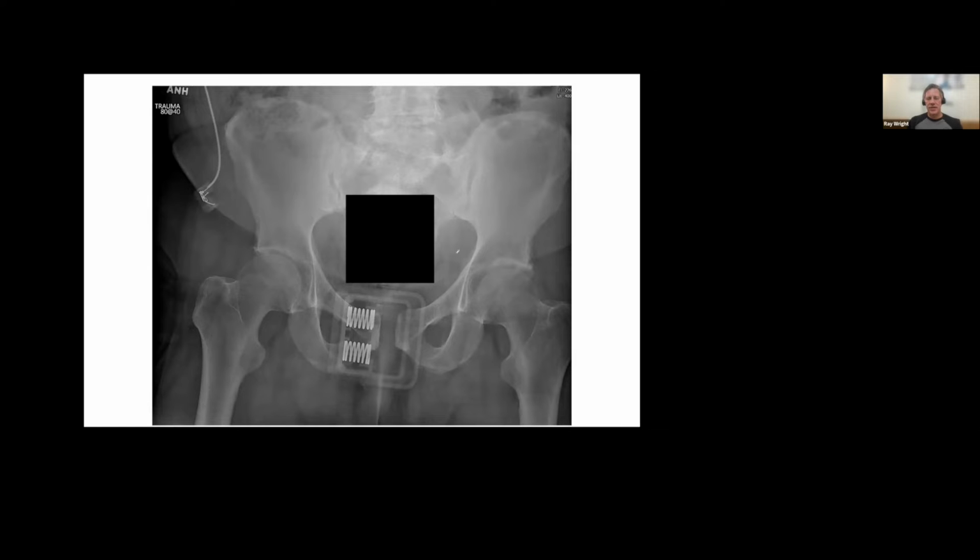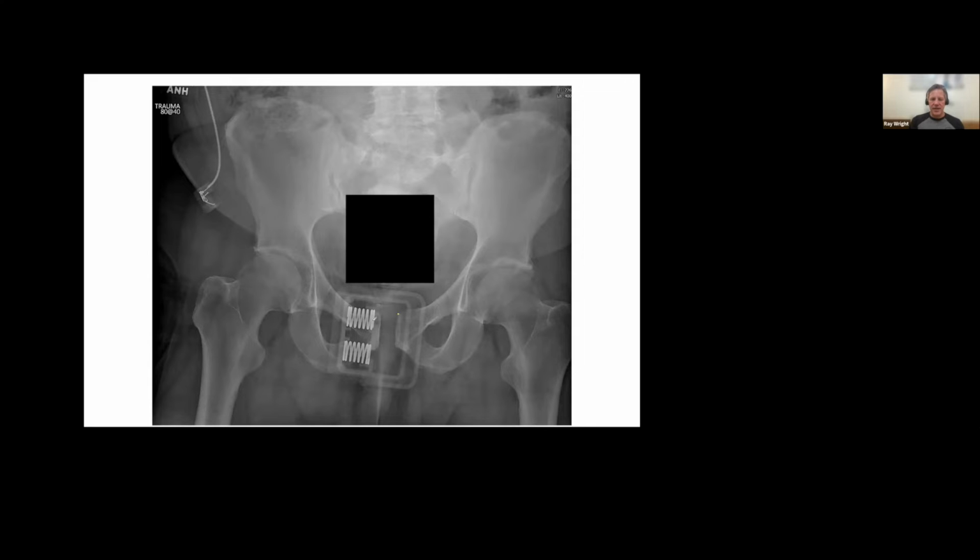A classic example of an unstable pelvic ring injury here: we have a symphyseal disruption in a patient that presented to our institution. I actually just saw this guy a couple of weeks ago, at his one-year follow-up, and he's an interesting fella. He was in a motorcycle crash and is a motorcycle enthusiast, and he just couldn't wait to get back on his motorcycle.